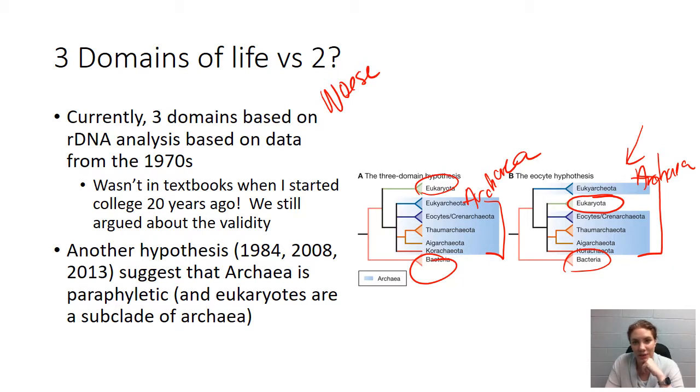That's weird, because that would mean that we evolved from archaea. So we know where the data for this figure A came from. That was the ribosomal DNA analysis done by Woese. What evidence supports the eocyte hypothesis, this other idea?